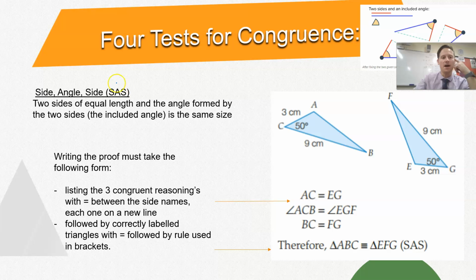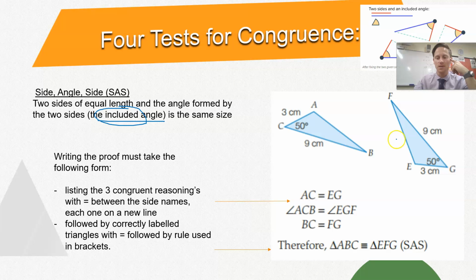So the second proof is side, angle, side. So when you have 2 sides of equal length and the angle formed by the 2 sides, the included angle, is the same size. Now this is really important, this included angle, and actually a mistake that I made when going through this in class today, which is really important, so I'm a bit embarrassed that I made that mistake. So the angle has to be the angle sandwiched in between the 2 sides. So to write this proof, you need to have 3 congruent reasonings with equals between the side names.